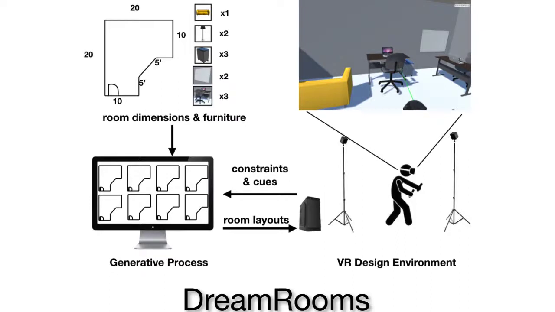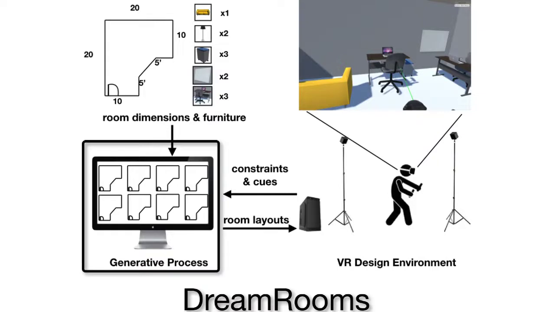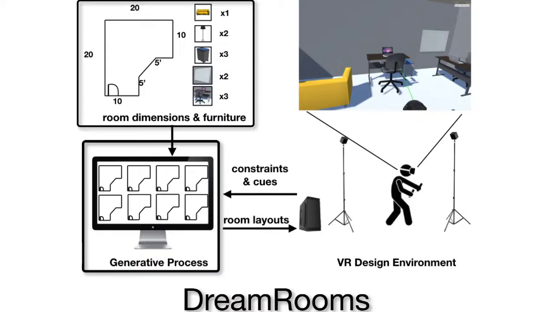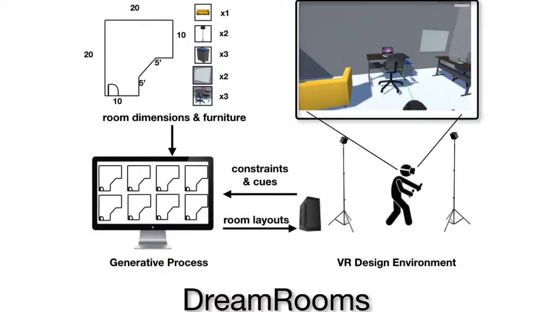To explore this, we developed the DreamRooms system, a virtual reality room layout prototyping tool in which the user works in a tight feedback loop with a procedural generative process. It is comprised of a room layout algorithm that is initialized with the dimensions of the room and a list of furniture to put in it. The user collaborates with the generative process in a virtual reality design environment.